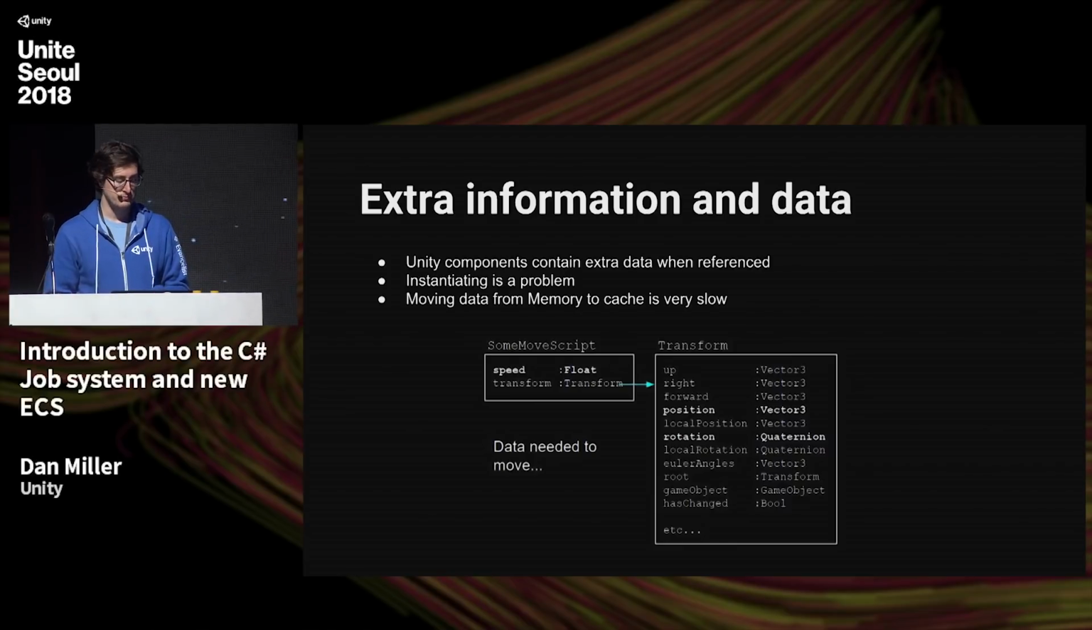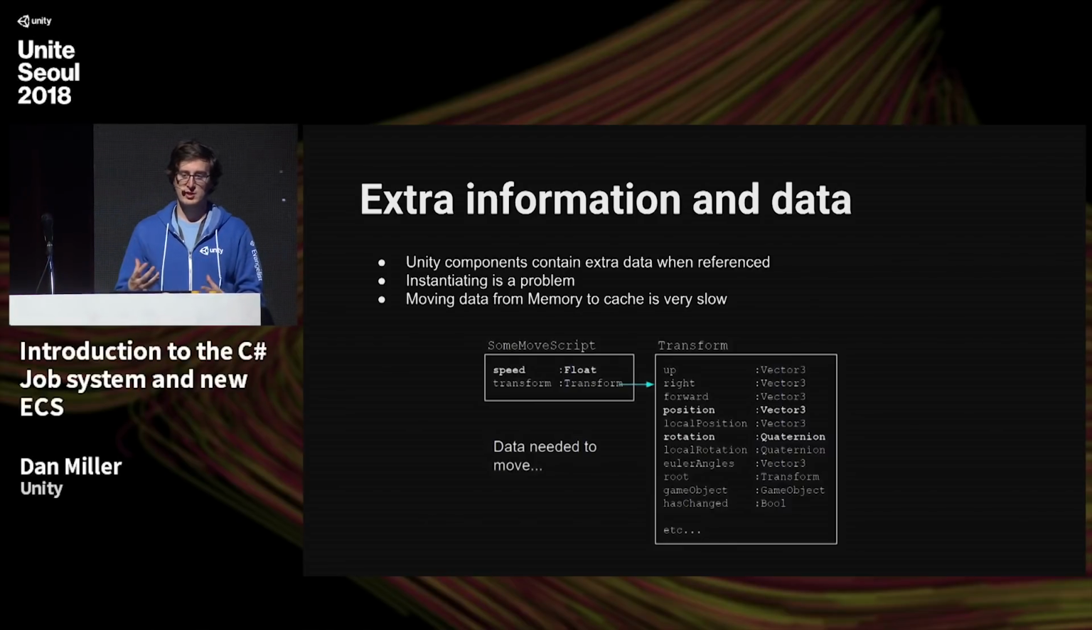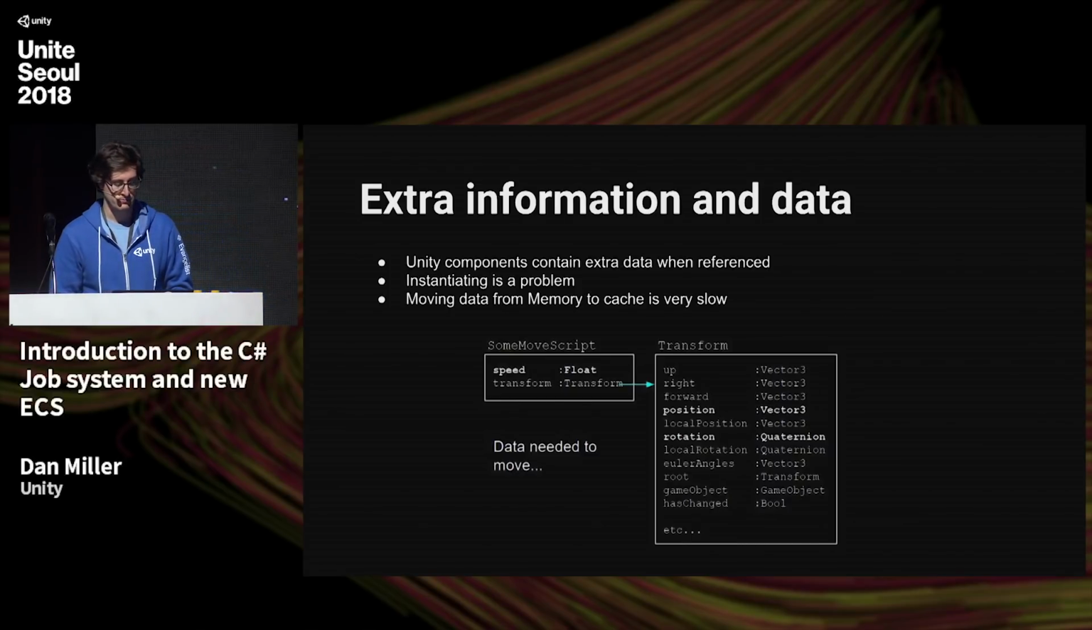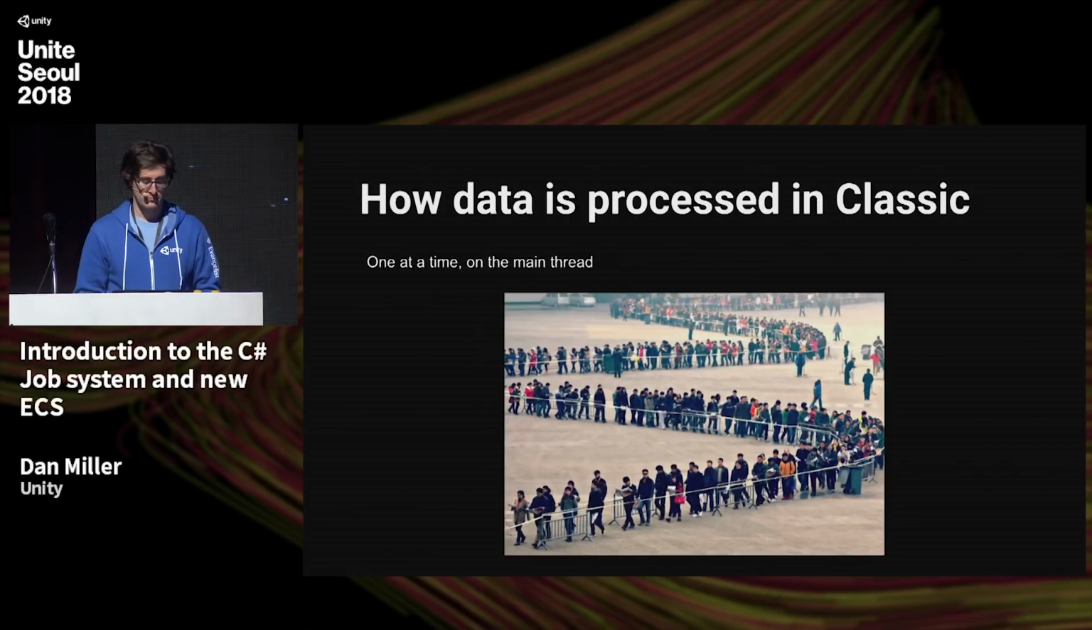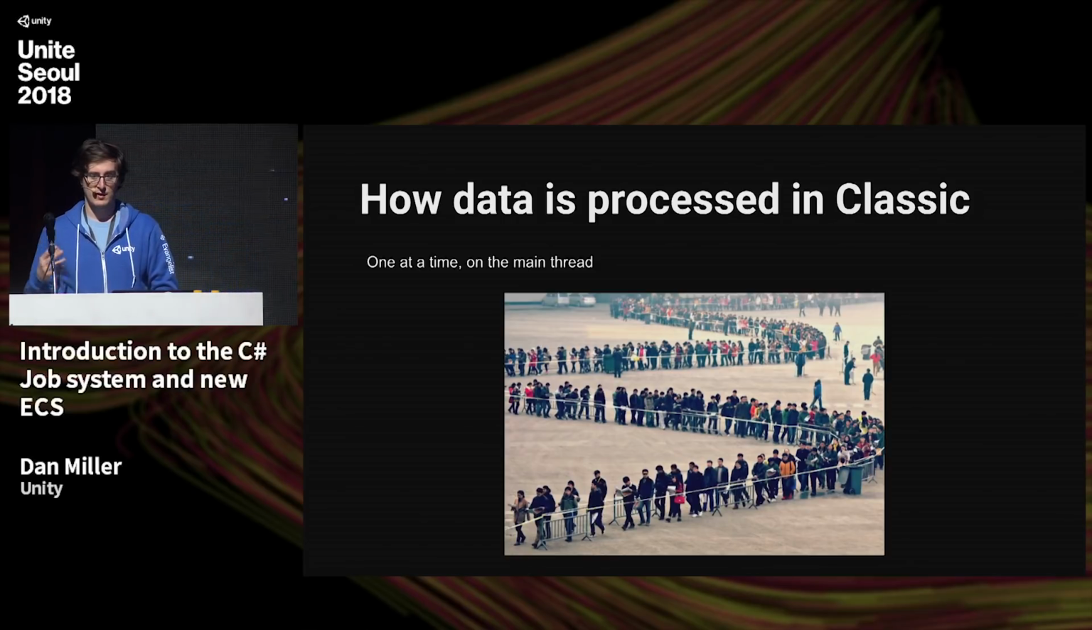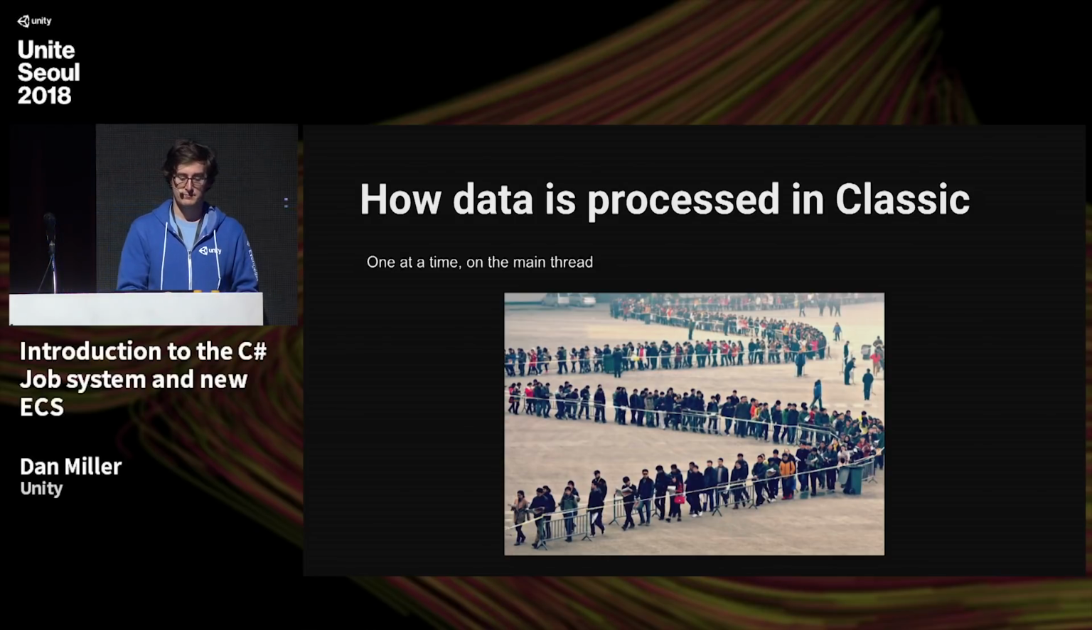The other issue is that when you're going to instantiate objects and components, that's a lot of extra data that's required in that instantiation. And lastly, the way data is being processed in Classic right now is almost entirely on the main thread. So this is a lot of people or a lot of processes waiting in line being processed one at a time.